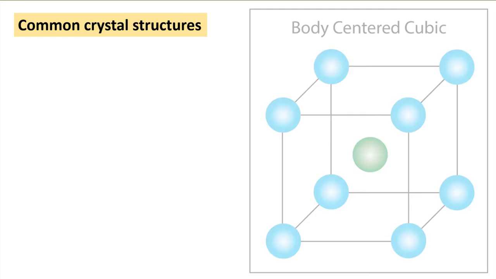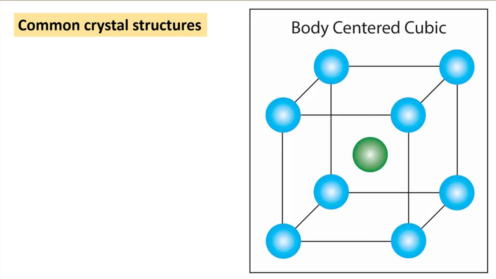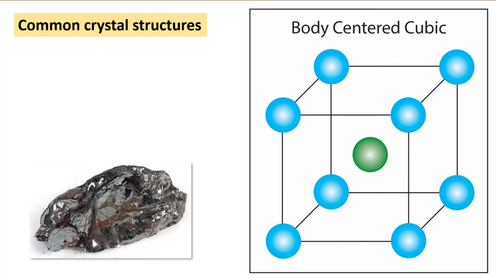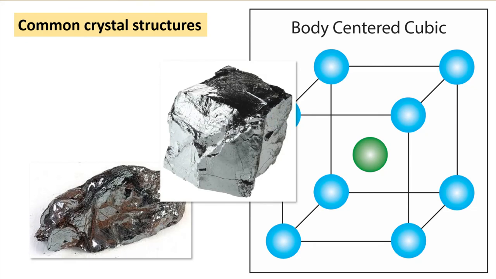Another common crystal structure is body-centered cubic. This is also a basic cube. There is an atom positioned at each corner and an atom in the middle of the cube. Some metals that have this structure are iron, chromium, and tungsten.